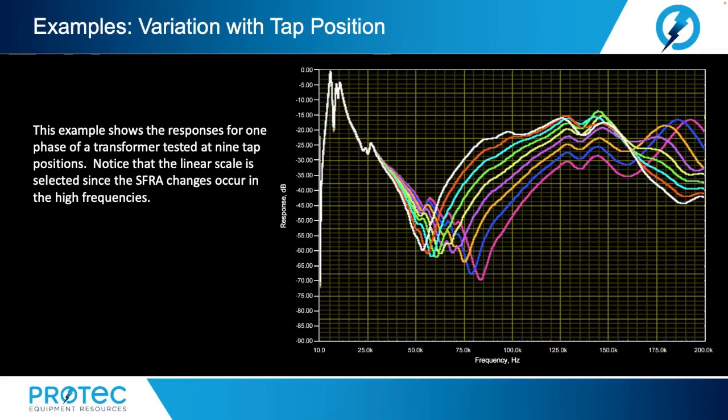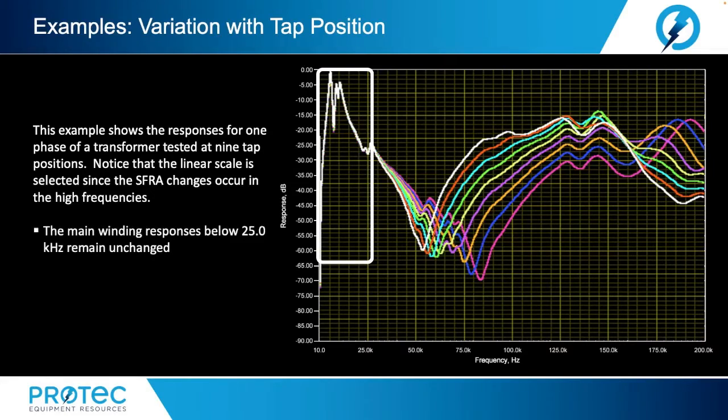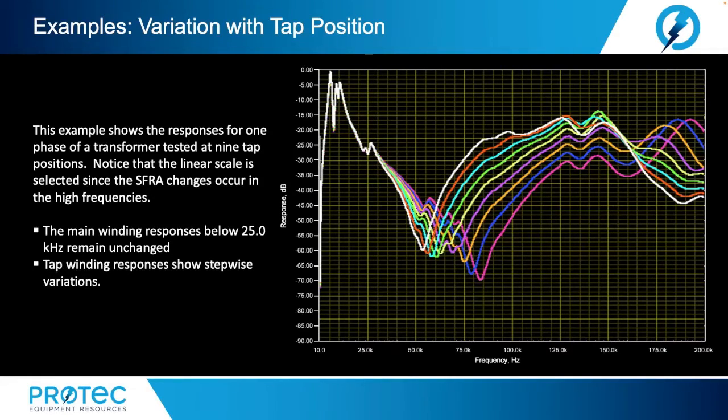Variations with tap position. This example shows the responses for one phase of a transformer tested at 9 tap positions. Notice that the linear scale is selected since the SFRA changes occur in the high frequencies. The main winding responses below 25 kilohertz remain unchanged. Tap winding responses show stepwise variations.